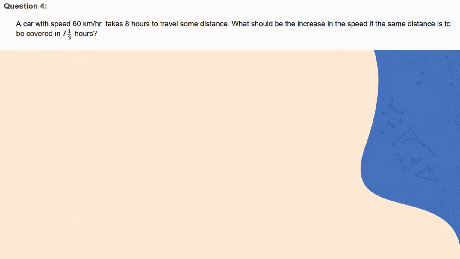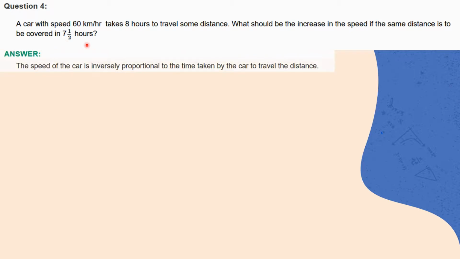A problem sum. A car with speed 60 kilometers per hour takes 8 hours to travel some distance. What should be the increase in the speed if the same distance is to be covered in 7.5 hours? Let us start with the solution. The speed of the car is inversely proportional to the time taken by the car to travel the distance.